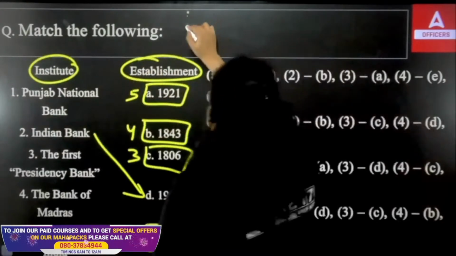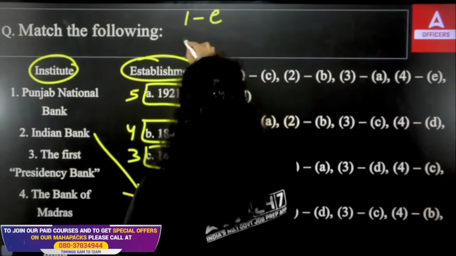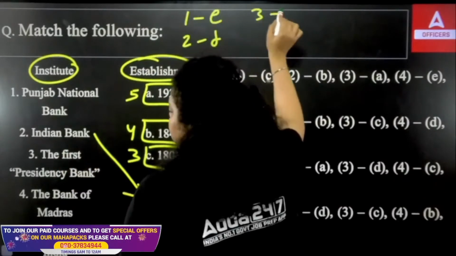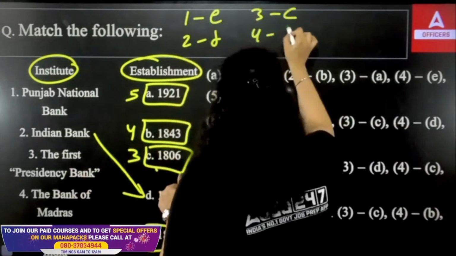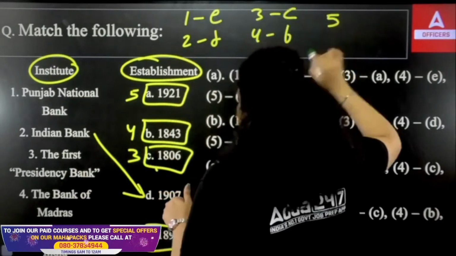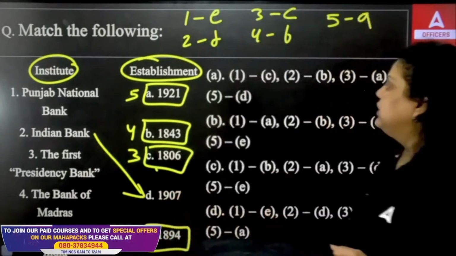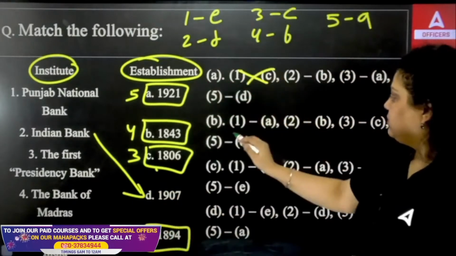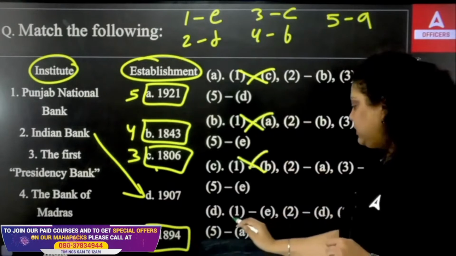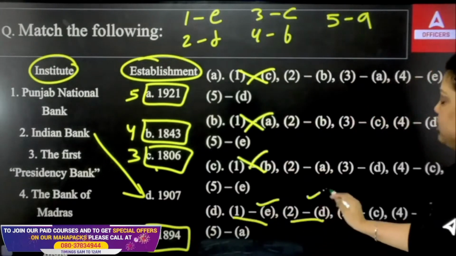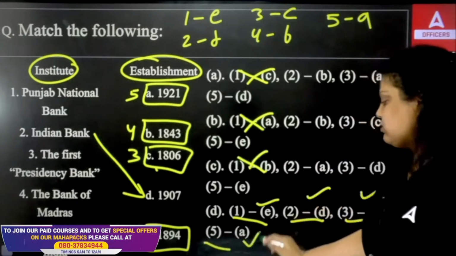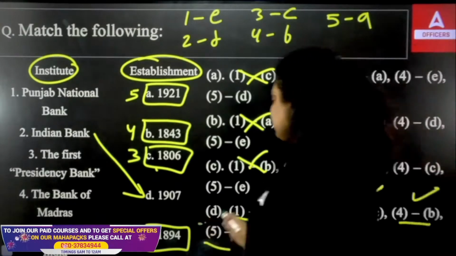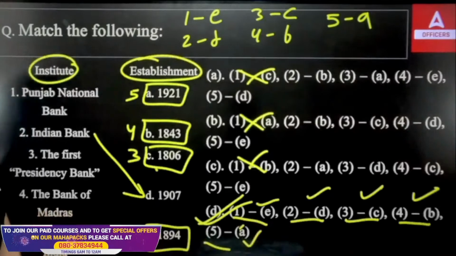So the first is E, the second is D, the third is C, the fourth is B, and the fifth one is A. First is E, this is true. Second is D, this is true. Third is C, this is true. Fourth is B, this is true. And fifth is A, this is also true. It means the right answer will be D option.